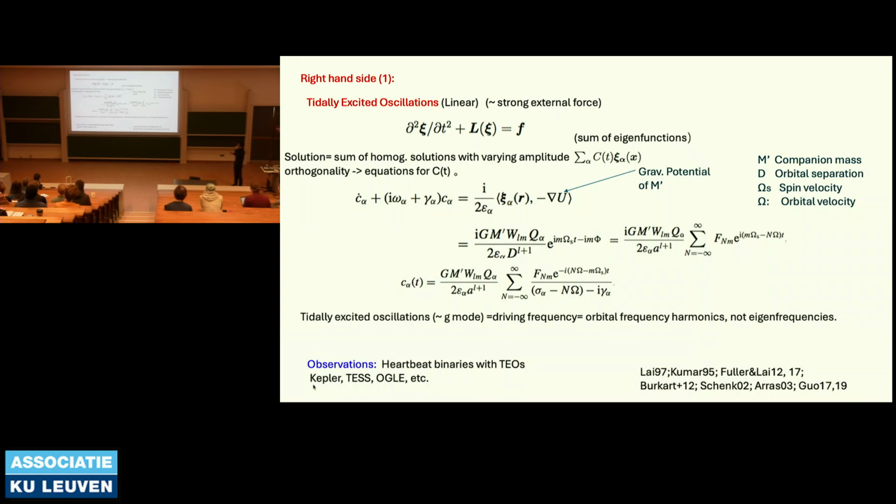We can solve this equation by simply expanding our solution as a sum of adiabatic eigenfunctions with some slowly varying amplitude c. So we get an equation for c, which has a closed analytical form. So we have this tidally forced mode, and we have the predicted amplitude and also the phases. Of course, we have a lot of heartbeat stars observed by Kepler or TESS, to which we can apply this for tidally forced waves.